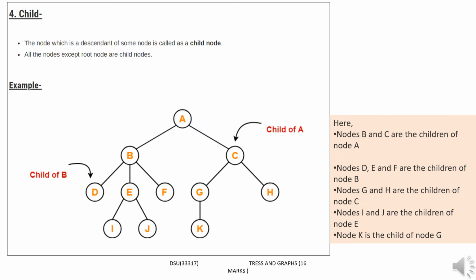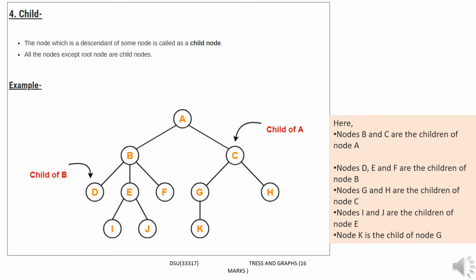Next is a child. The node which is a descendant of some node is called a child node. All the nodes except the root node are child nodes. See here, in this tree there are C, B, D, E, F. These are the child nodes. D is the child of B. C is the child of A.